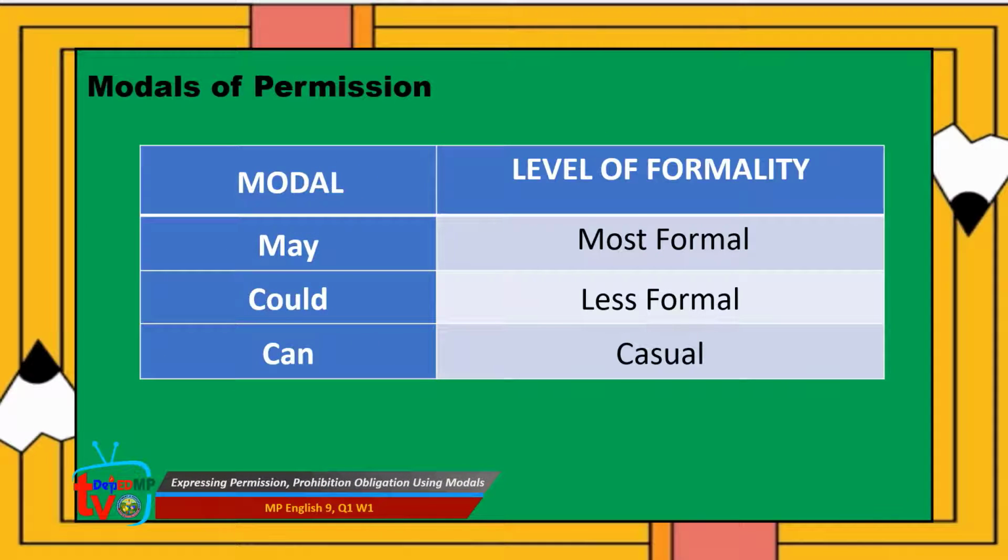We have discussed that modals have the same basic meaning but have different levels of formality. So, in this table, it shows that of the three modals of permission, may is the most formal, could is less formal, and can is casual or informal. Remember that we just learned the difference between formal and informal, so we know to which situation we are going to use certain modals.